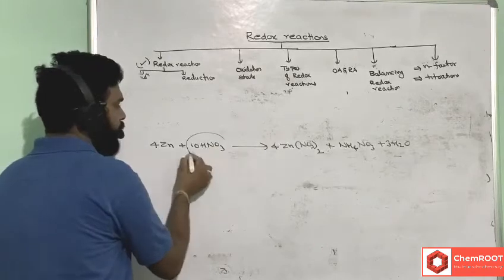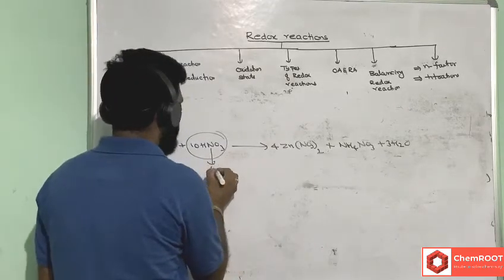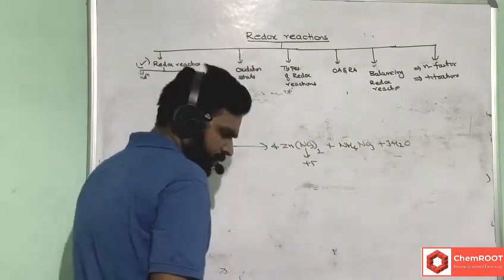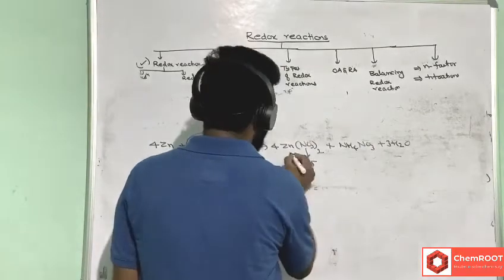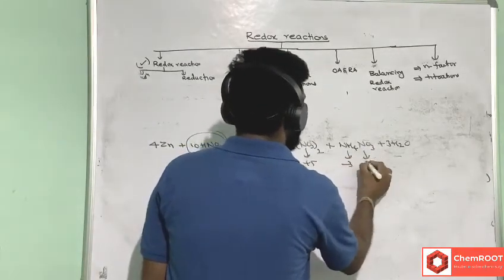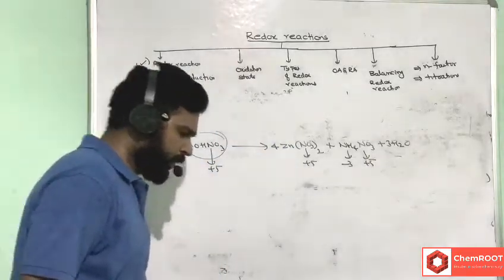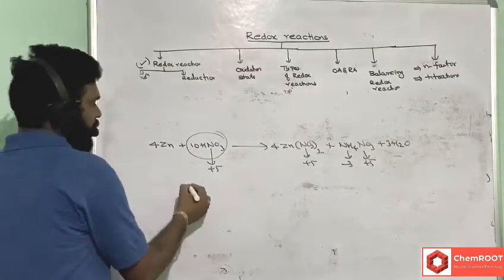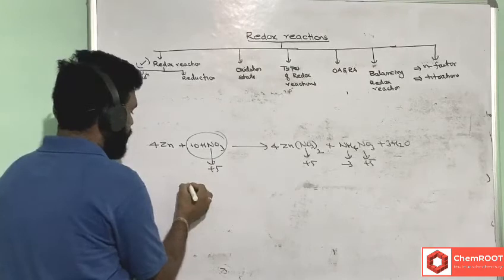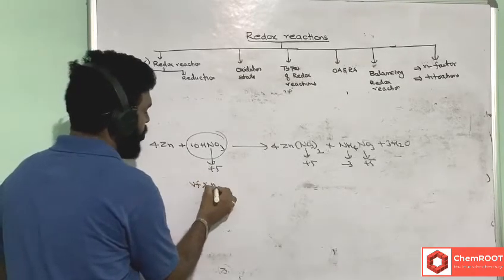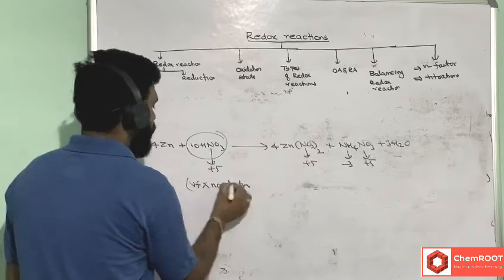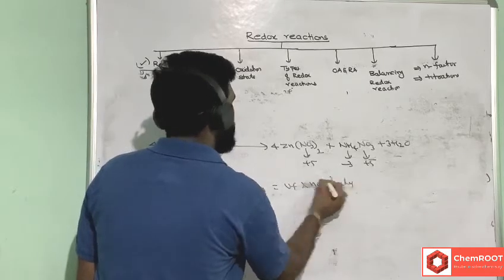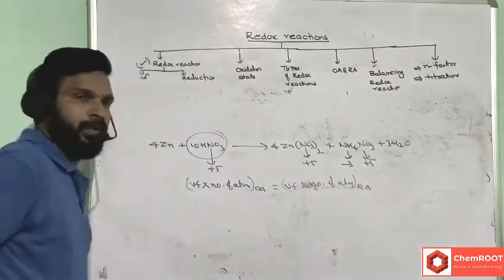In this type of reaction, 10 molecules of HNO3 are there, but some nitrates remain at plus 5. The change in oxidation state takes place only in some, where you are getting minus 3 and plus 1. So in this type of reaction, how do we find the valency factor? We can use valency factor into number of atoms of oxidizing agent equal to valency factor into number of atoms of reducing agent.